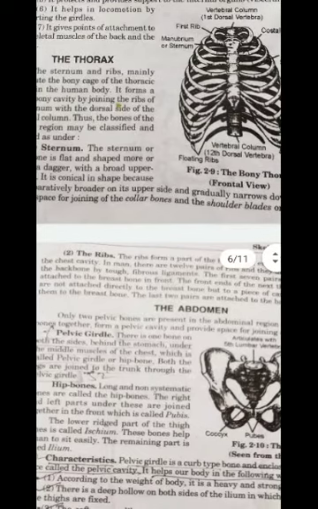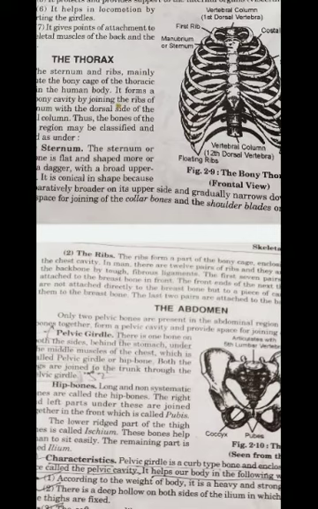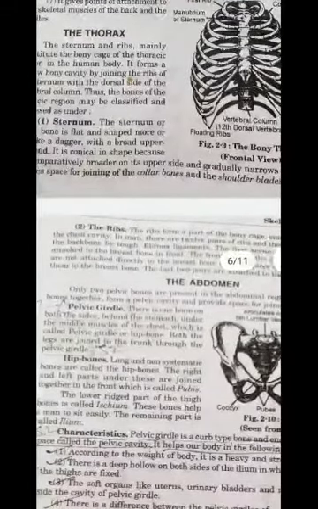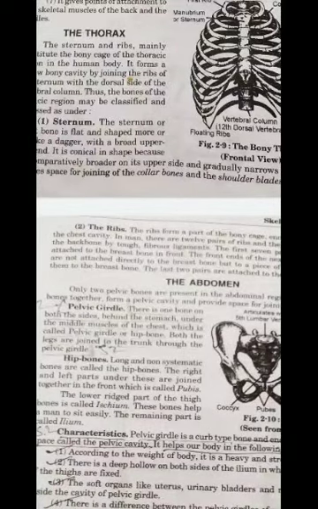Only 2 pelvic bones are present in the abdominal region of man. Both the bones together form a pelvic cavity and provide a space for joining of the hind limbs. Pelvic girdle. There is 1 bone on both sides behind the stomach under the middle muscles of the chest, which is called the pelvic girdle or hip bone. Both the legs are joined to the trunk through the pelvic girdle.